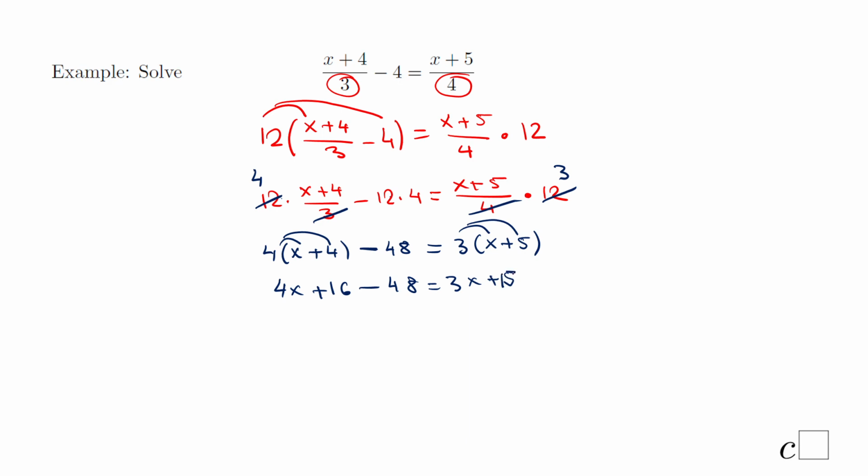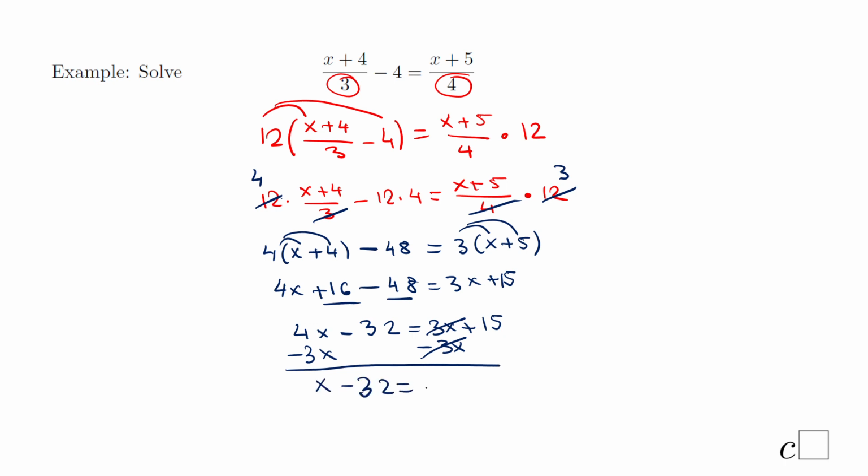And by now, probably you know, we need to combine these like terms. So we have 4x minus 32 equals 3x plus 15. Multiple way to do it here, but I will personally subtract 3x to get rid of these 3x. So we have here just x minus 32 equals positive 15, and the last step, add 32 on both sides to get rid of this minus 32. So we end up with x equals 47.